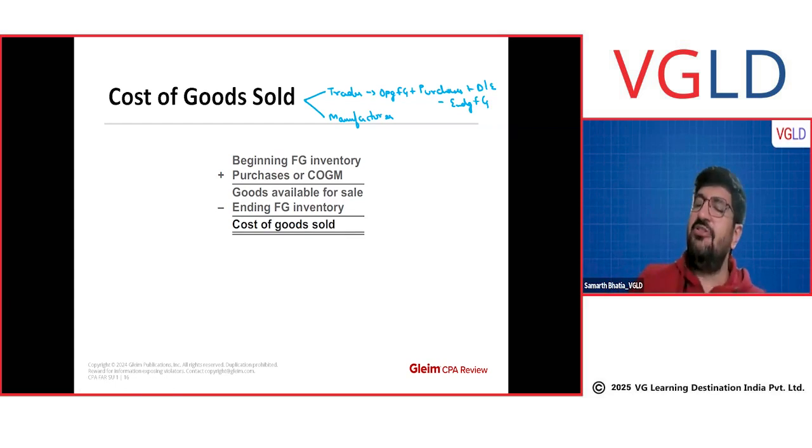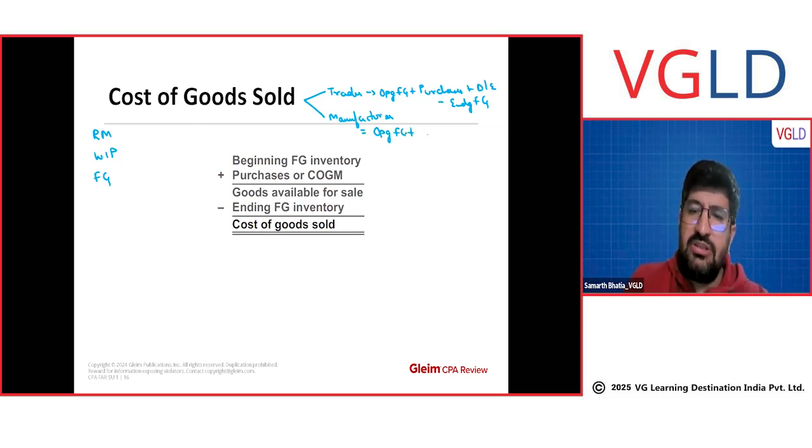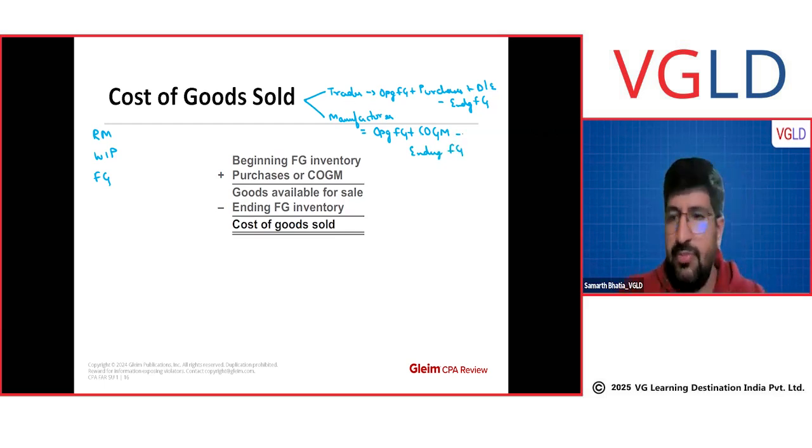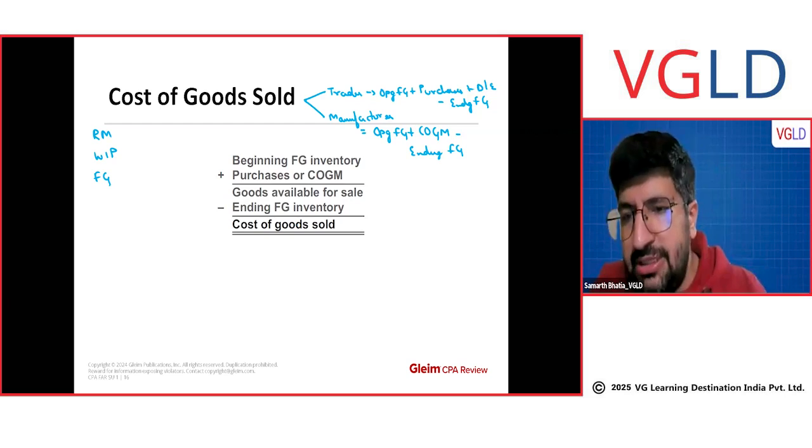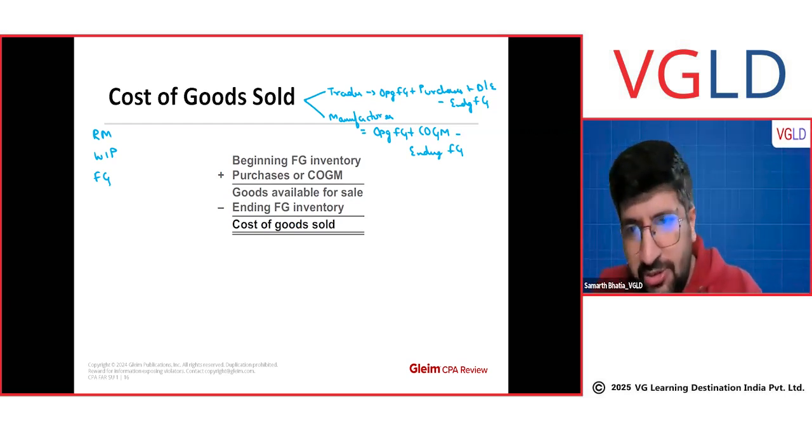In case of manufacturers, they can have three types of inventory. One is raw material. The second is WIP, work in progress. And the third is finished goods inventory. So ultimately, they have a formula as opening finished goods inventory plus cost of goods manufactured minus ending finished goods inventory. Now you can have a doubt here: how can we calculate the cost of goods manufactured?